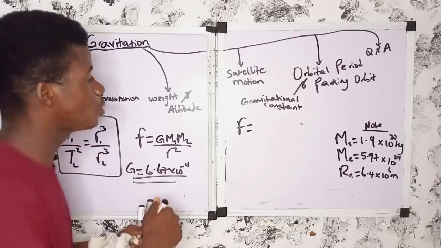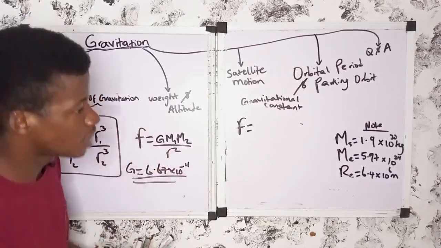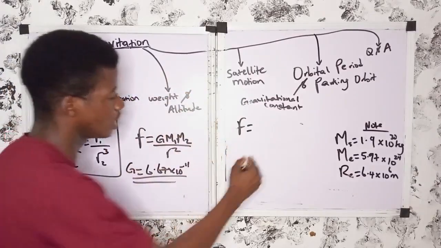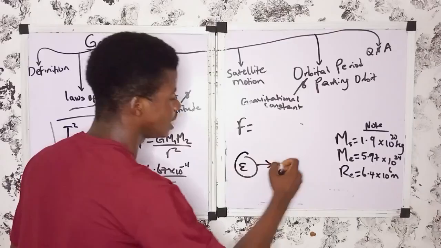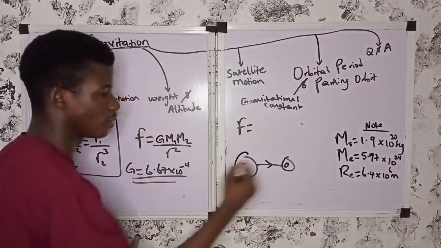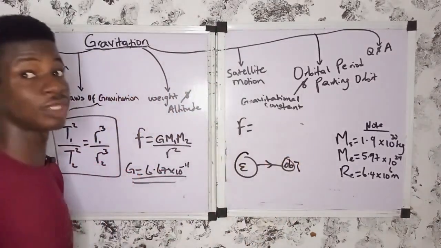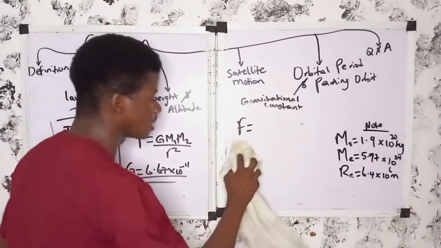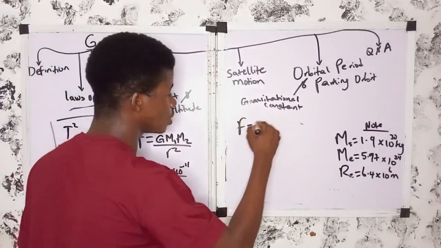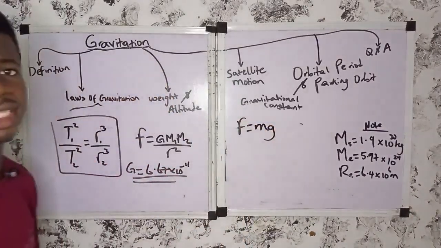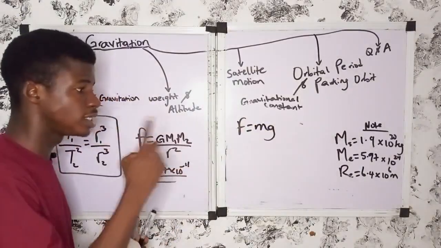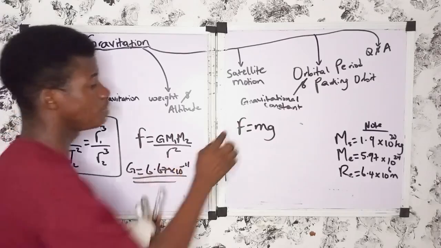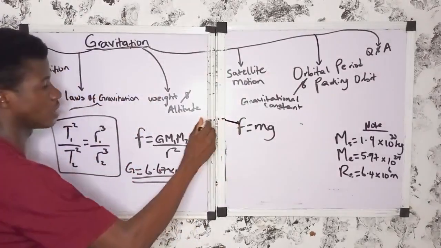The weight of an object is the force of attraction between the earth and that object. Now we all know that weight is equal to mg. And weight is the force of attraction between the earth and that object. So in place of this F, I will put this one here.